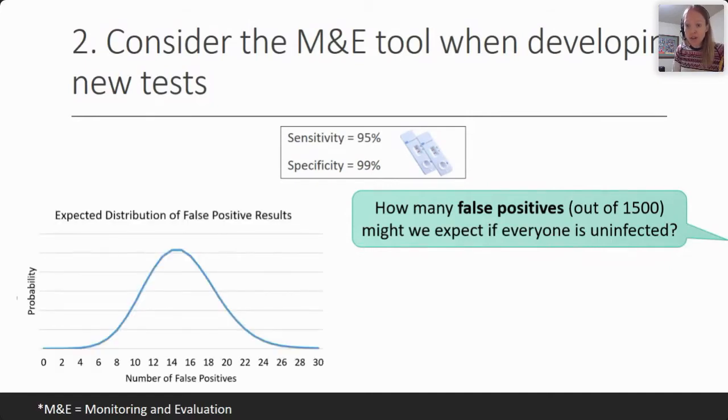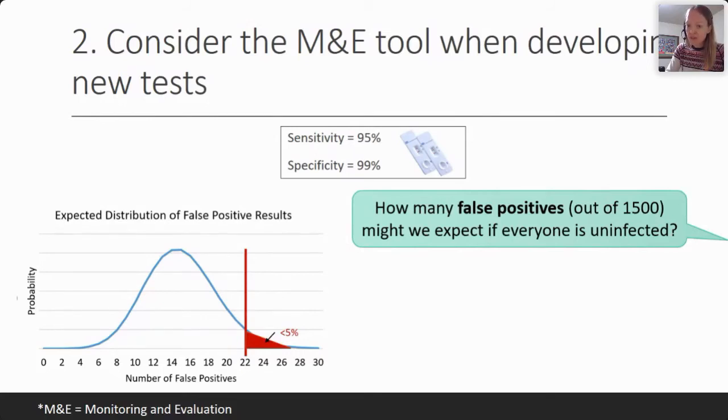Well, the distribution of expected false positives is there on the left. And as you might guess, with 99% specificity and a sample size of 1,500, the most likely number is 15, which you can see from that graph. But more importantly, it would not be uncommon to observe 18, 19, or 20 false positives. And in fact, it's not until you see 22 or more false positives that you can start to rule out the likelihood that this is a chance finding.